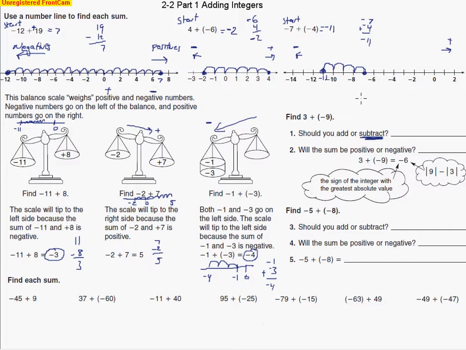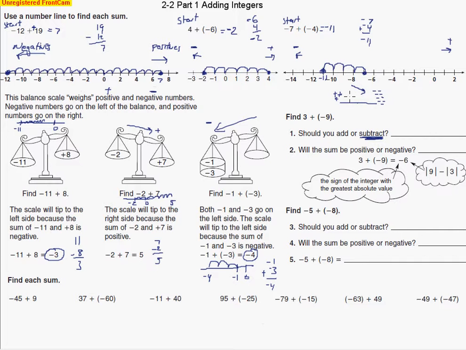Here we've got our scale, and we've got some positives on one side, so there's 3 positives over here, but we've got a bunch of negatives. We've got 1, 2, 3, 4, 5, 6, 7, 8, 9 negatives on this side. So which way is it going to tip? Well, it's going to tip this way. It's going to tip towards the negative because there's more of these negatives.